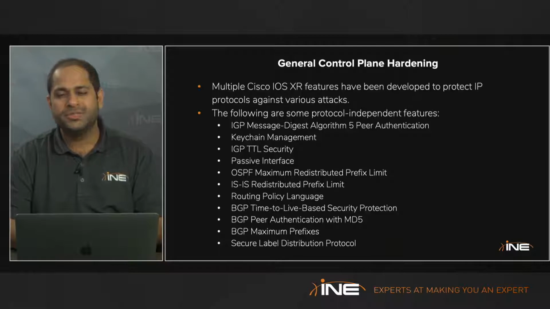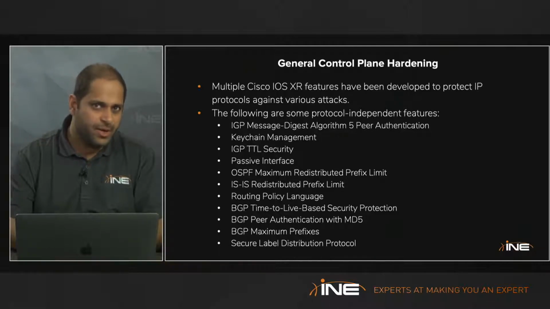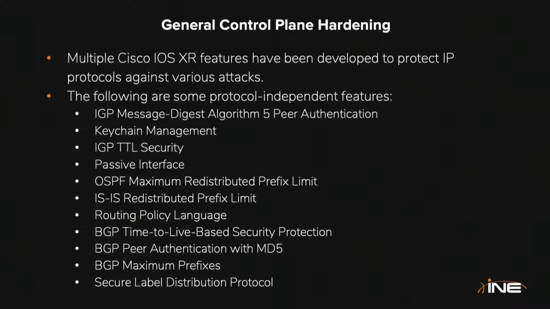You could also use RPL, which is routing policy language, to create some kind of filter, to filter some routes from a neighbor or have neighborship with a specific router, or maybe filter some BGP attributes, which can be done with routing policy language.